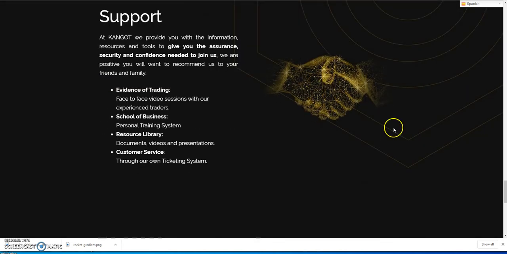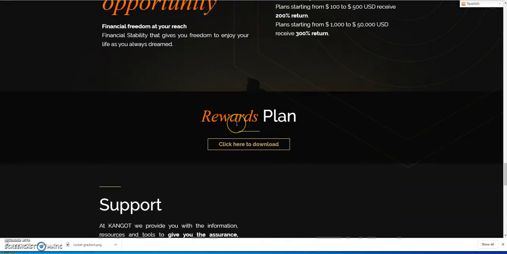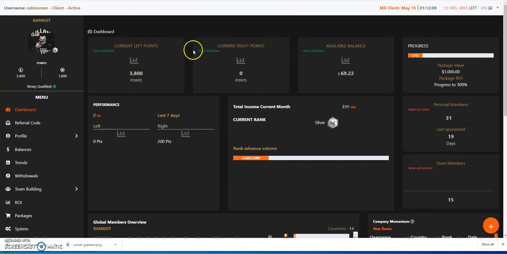And, you know, everybody has their own programs in terms of how the rewards part is played out, like the structure of referrals, all that stuff. So that's a little bit about KANGOT. Showing you my back office is where I'm at right now. So I'm in the $1,000 package. I'm only at 17%. And ROI has picked up because it's been kind of trading along the lines of 0.5% a day for a while now.